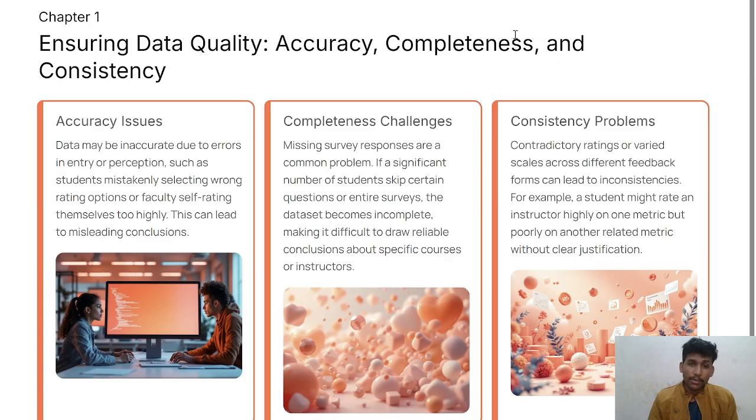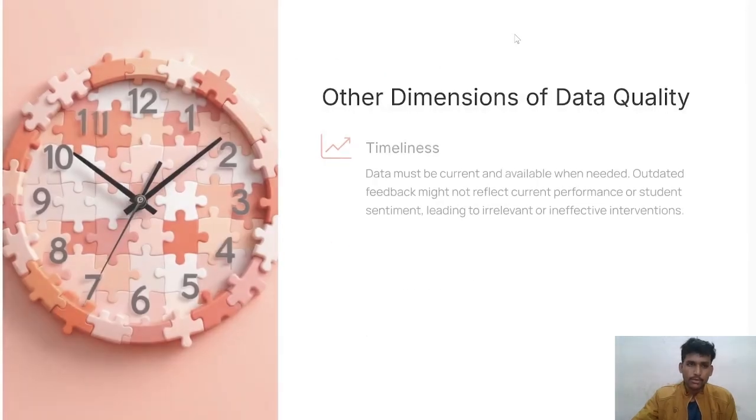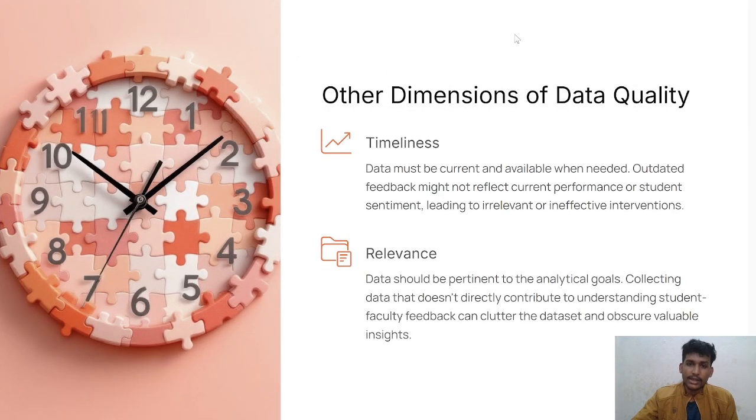Completeness challenges. Missing survey responses are a common problem. If a significant number of students skip certain questions or entire surveys, the datasets become incomplete, making it difficult to draw reliable conclusions about specific courses or instructors. Consistency problems. Contradictory ratings or varied scales across different feedback forms can lead to inconsistencies. For example, a student might rate an instructor highly on one metric but poorly on another rating metric without clear justification. Other dimensions of data quality.